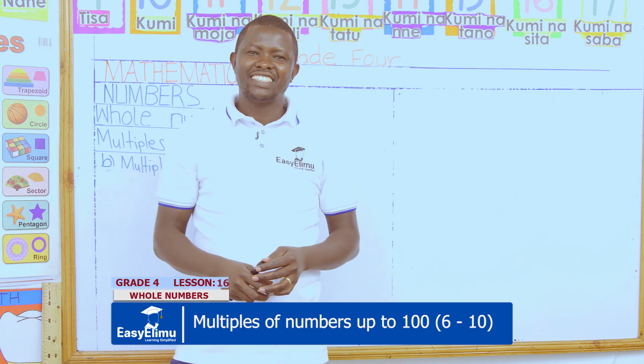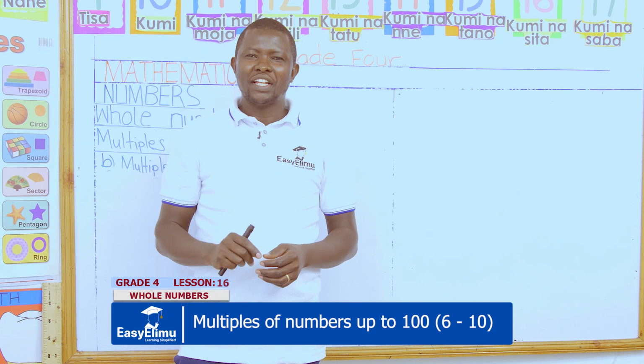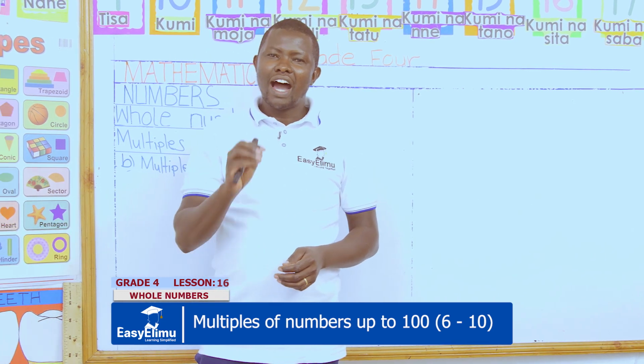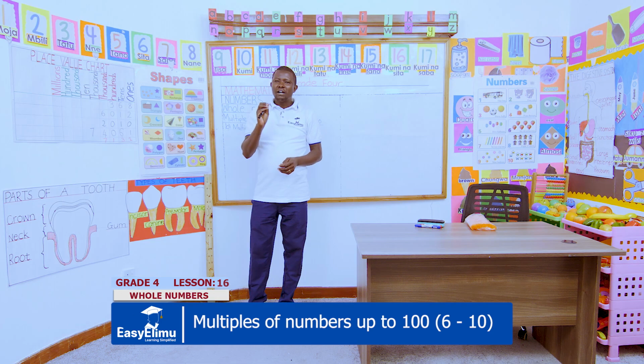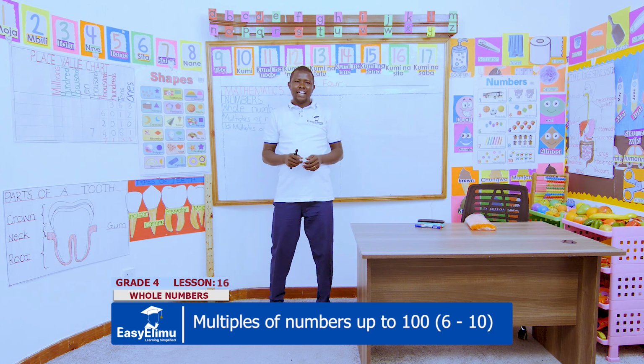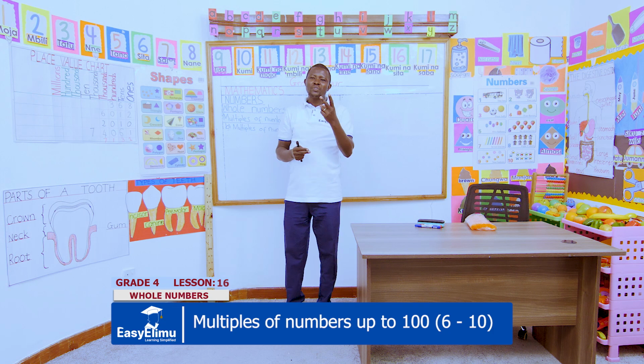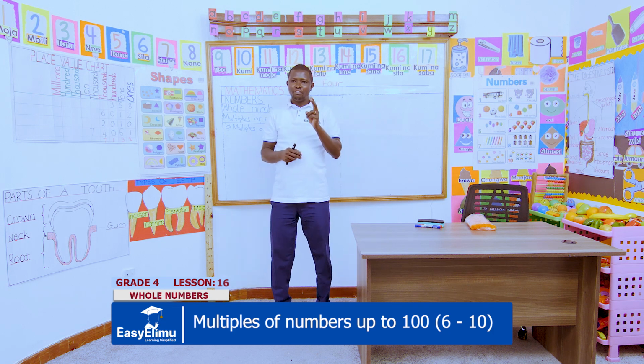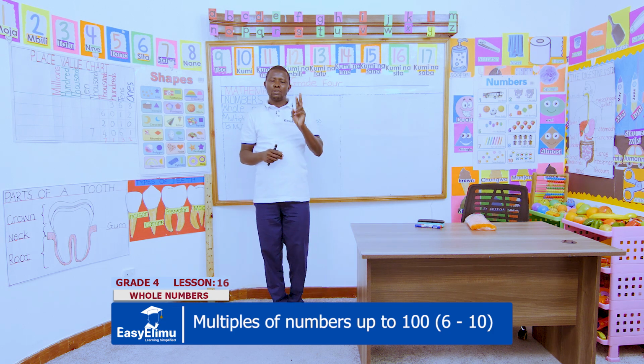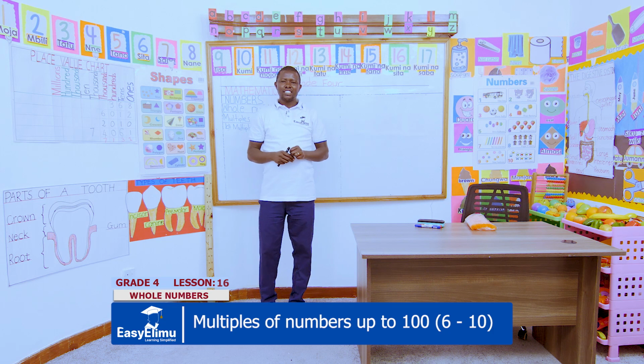multiples are? Yes, John, multiples are products of two numbers. A number, when it is multiplied by another one, we get multiples. That was correct. And you, Jen, can you give me two multiples of 4, 4 multiplied by 1 and 4 multiplied by 2? And we got it.